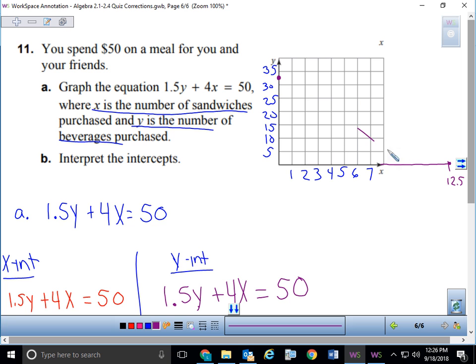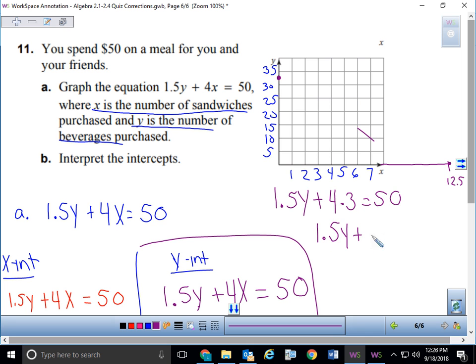To make my line a little bit nicer, I can actually plug in some numbers like I did before. So let's just plug in 3 into our equation just to get another y value in here. So I'm going to have 1.5y plus 4 times 3 equals 50. The reason I'm doing this is just because I had to extend my graph to get my x-intercept, and I don't really like to do that because I might mess up that spacing. So I just chose another x value to plug into my equation and find a y. So that gives me 1.5y plus 4 times 3, that's the x value I chose, is 12, equals 50.